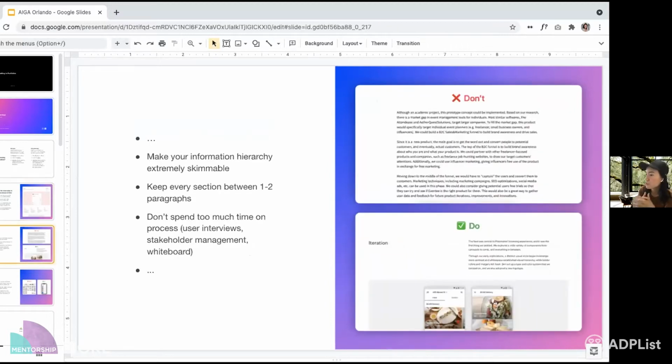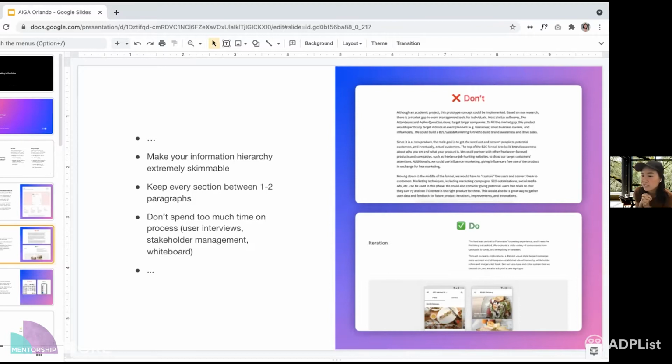Then for your recruiters especially, you want to make your information hierarchy as skimmable as possible. If you read nothing but the headers for all of your paragraphs, do you still understand the essence of the project? If you don't, then you need to start making those headers provide more value. So for example, instead of a header that just says the word problem, maybe it should just say the problem statement itself.